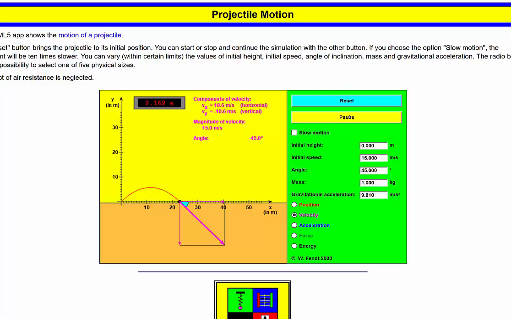And because gravity is a constant, the change in velocity is going to be a constant. It's going to decrease first, and then it's going to increase. And notice that the whole time the x stayed the same.